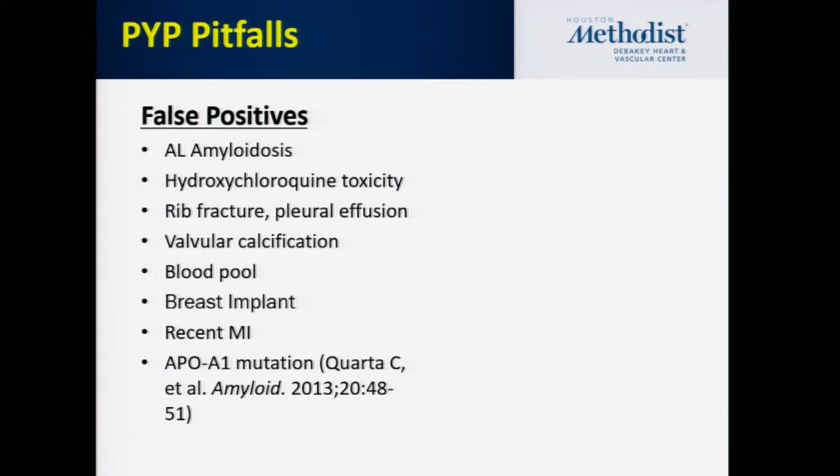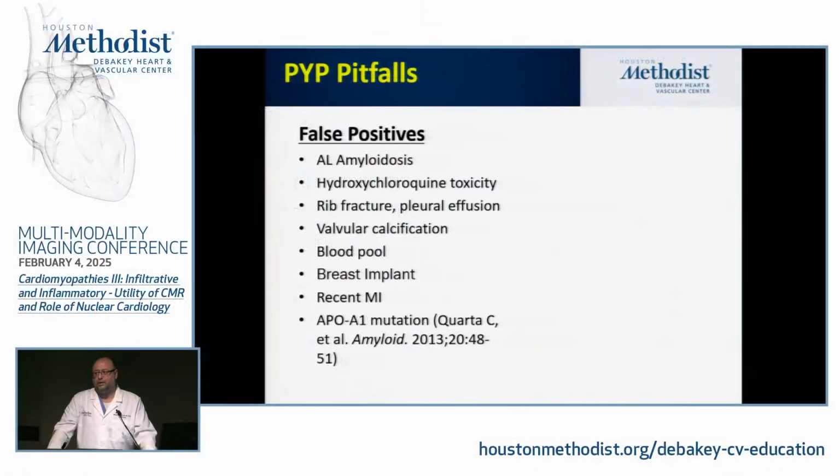About 4% of AL amyloidosis will have positive PYP. And that's why, to be able to say that this is ATTR amyloid after a PYP, you need to measure the kappa and lambda and make sure that they are normal. Other than that, you could still be missing some AL amyloidosis. We had a few cases of hydroxychloroquine toxicity. We had a couple of cases that turned out to be hydroxychloroquine.